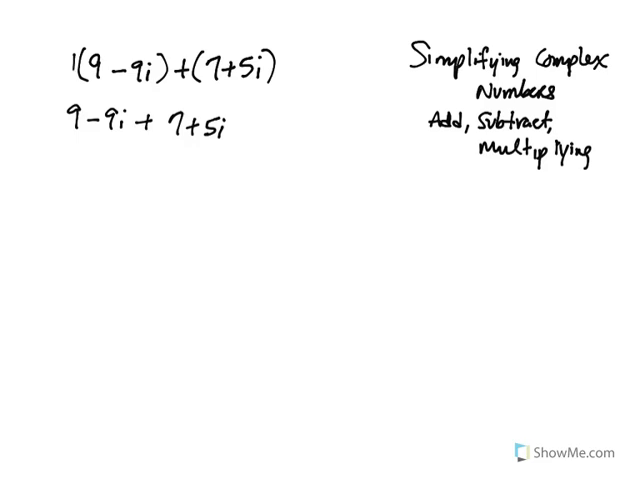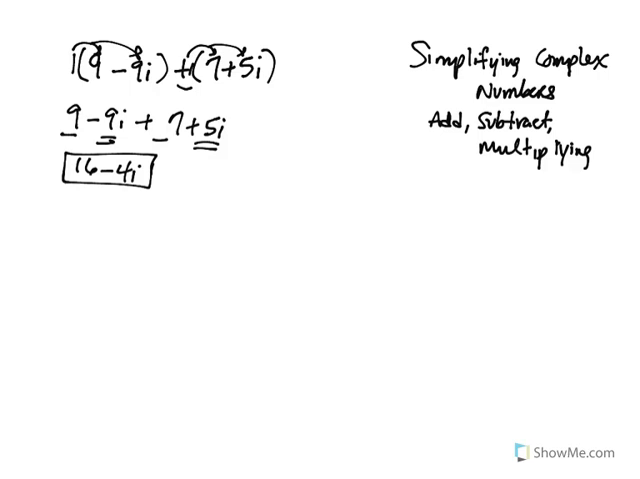So I'm going to get rid of my parentheses by distributing invisible ones. And then I'm going to combine like terms. 16. And then -9 plus 5, -4i. Done. That's it. You treat the i like you would if it was an a, a b, a c, whatever kind of variable.